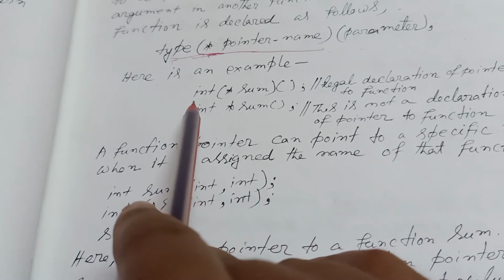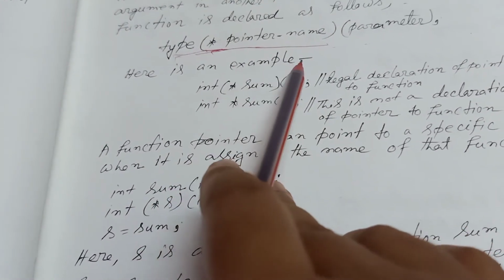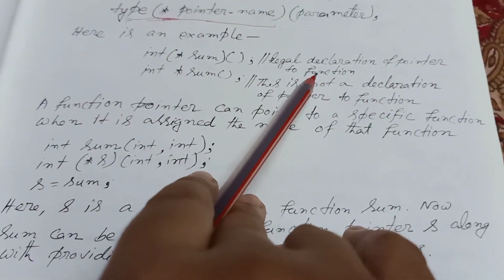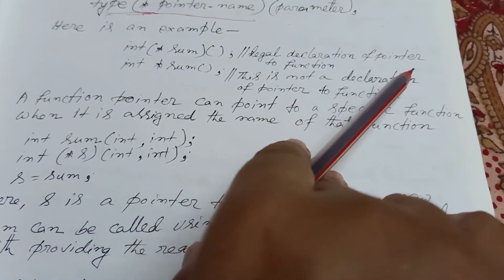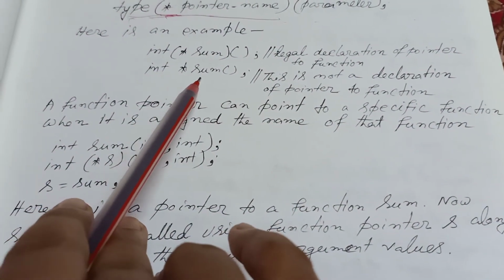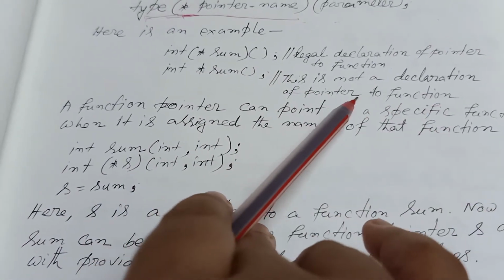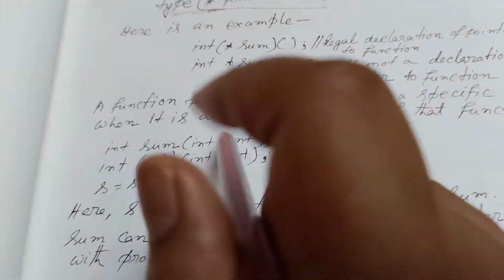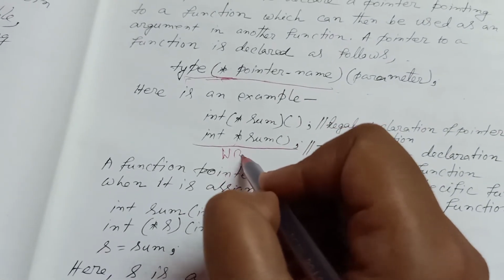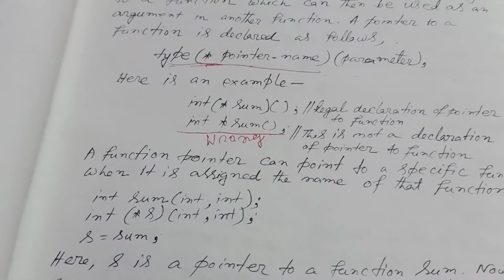Int is the type, that means the data type. Then by using the pointer operator we are mentioning the pointer name, and the parameter may be vacant, void. So this is the legal declaration of a pointer to function. Next, int *sum() with brackets is not a declaration of a pointer to function. So this one is the wrong declaration when we are using pointer to function.